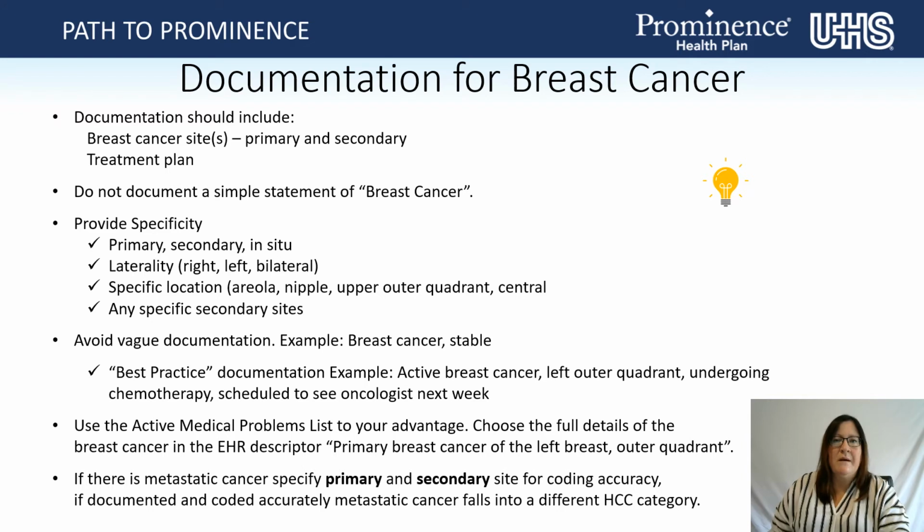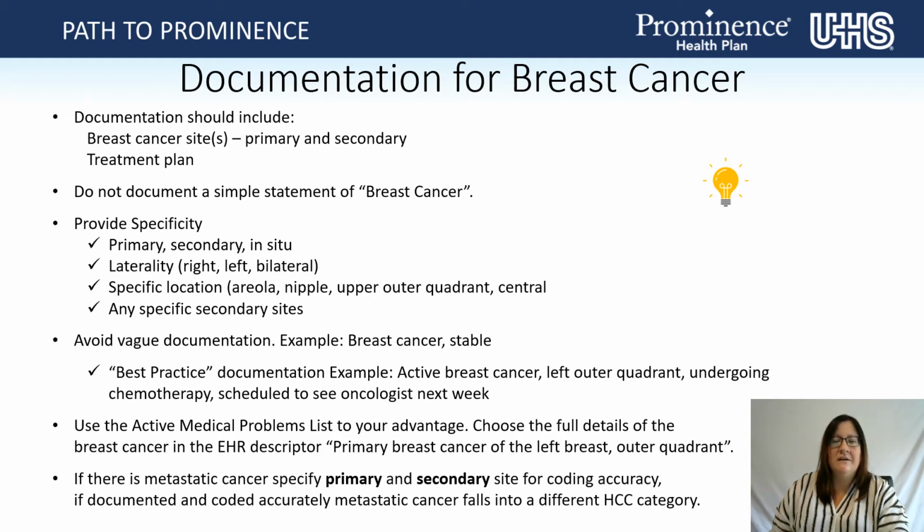Regarding breast cancer, remember that your documentation should include the breast cancer site, primary and secondary, as well as a treatment plan for the cancer. Do not document a simple statement of breast cancer. Be sure to provide specificity such as primary, secondary, in situ, the laterality, the specific location, and any specified secondary sites. Avoid vague documentation, for example, "breast cancer stable." Best practice documentation should include: active breast cancer, left outer quadrant, undergoing chemotherapy, scheduled to see oncologist next week.